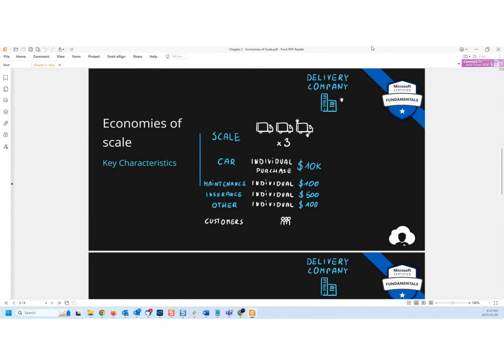and he's starting a delivery company. When they start the company, they will definitely need an upfront cost. What kind of upfront cost is that? You need to buy 3 trucks for the company, let's say, and each individual truck is costing them 10K, which is very low in this day and age. But let's say each truck will require some maintenance individually. Each truck will require some insurance.